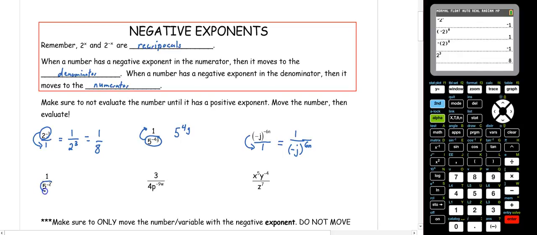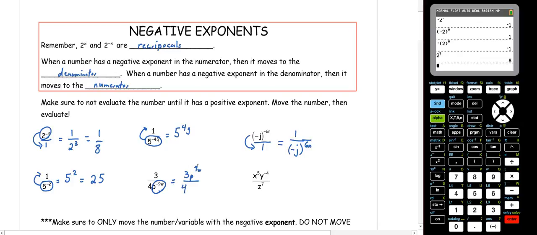The next one, 5 to the -2nd needs to move to the top, my numerator, so it's now 5 squared. And we can evaluate 5 squared is 25. In the next one, 3 over 4p to the -9w. Just like the 0 exponents, the negative exponent's only directly influencing what it's directly touching. So 4 is not part of that exponent. So when I simplify this, 3 and 4 get to stay in place. The only thing that moves is what had the negative exponent, so now it's going to be p to the 9w in the numerator.